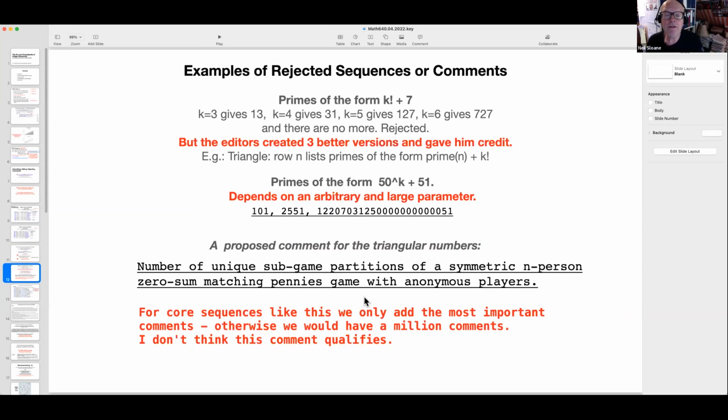So here are some examples of rejected sequences. A typical rejected sequence would be the list of even primes. Okay, there's only 1. That's a pretty stupid sequence. That's not allowed. We have our standards. Sequences must have a few terms, unless they're really exceptional. So the top one here, primes of the form factorial k plus 7.